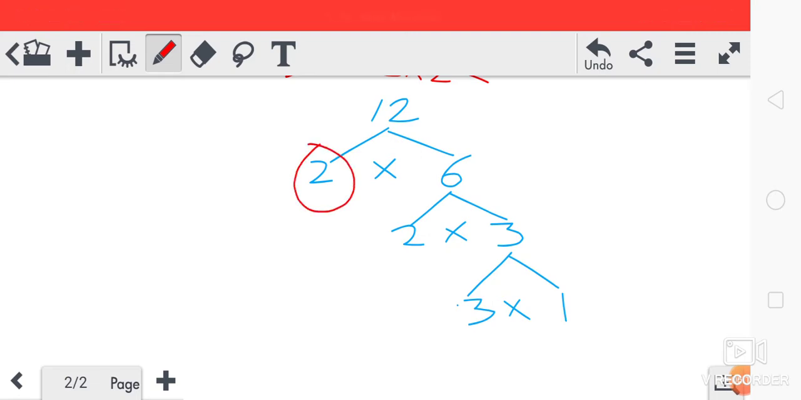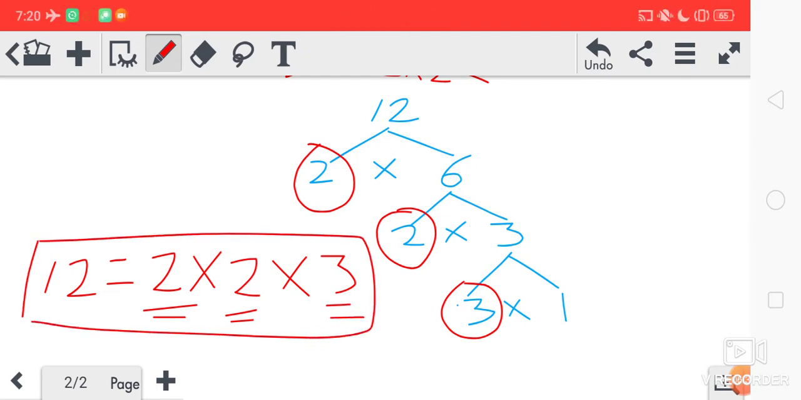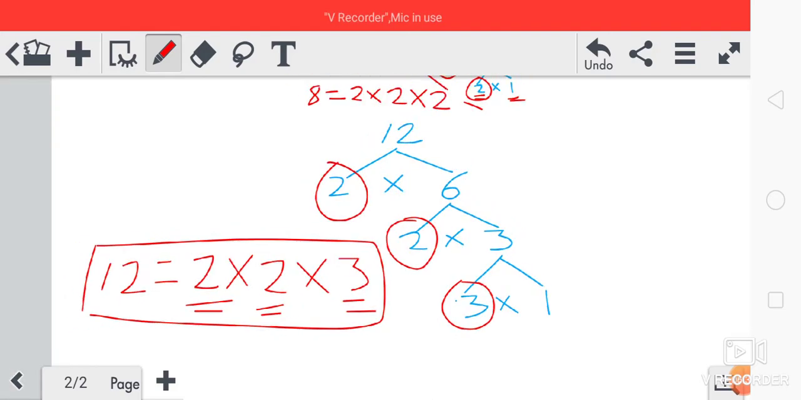This 2, this 2 and this 3. So what can we write? 12 is equal to 2 into 2 into 3. So 2 into 2, 4. 4 into 3, 12. So this way we construct the factor tree.